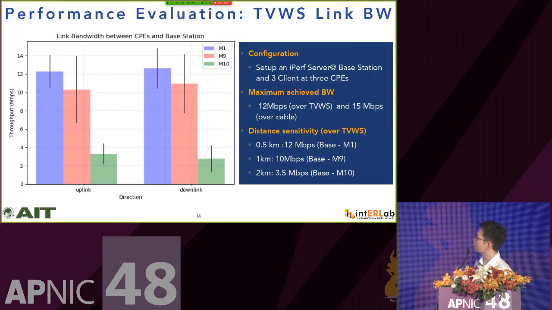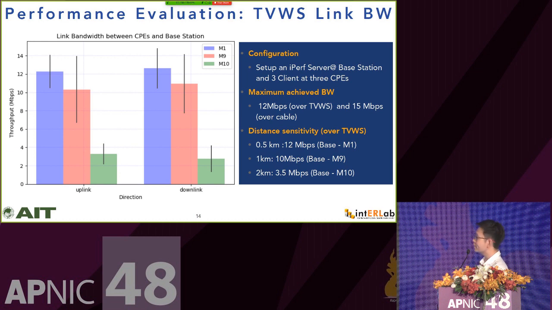So in terms of performance, the first parameter that we want to measure is bandwidth. For the 3 locations, we set up the experiment using iPerf in order to measure the uplink speed and download speed. And this is the result that we have. The maximum bandwidth that we could achieve is at the closest location, which is M1. The bandwidth is about 12 megabit per second maximum.